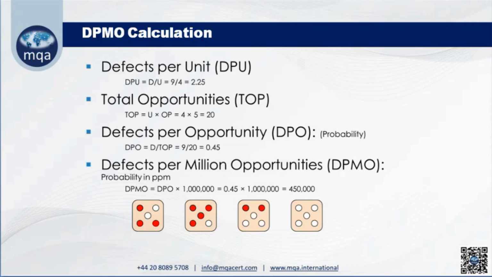2 students out of 10 into 100 is 20% failed. Similarly, here also 9 defects out of a maximum possible 20 defects into 1 million is defects per million opportunities. So this is a metric that will always compute the DPMO.